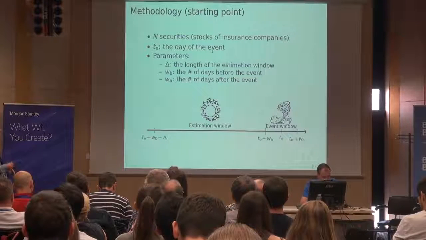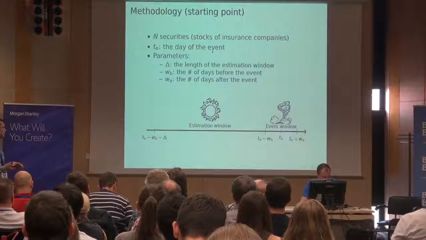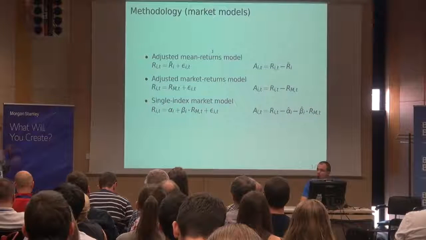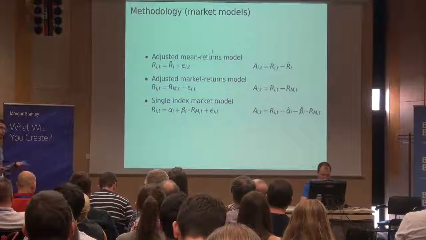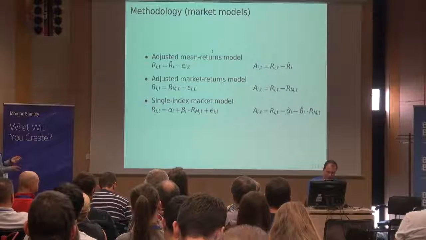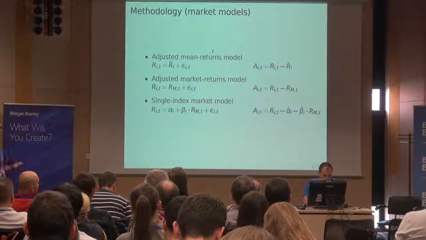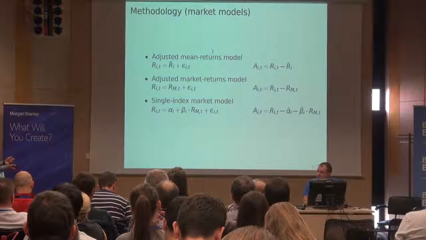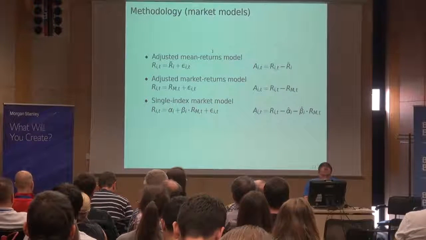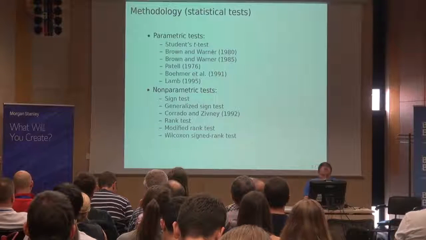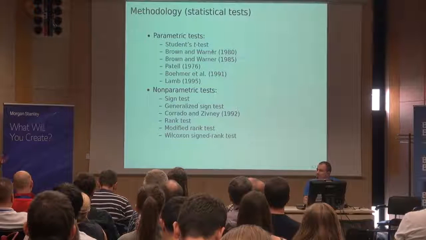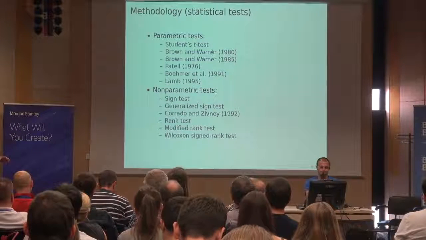Then during the estimation window, we calibrate our model, predict returns on the event window, and then compare returns on the event window and estimation window. As our models, we used the adjusted mean returns model, adjusted market returns, and the single index market model. And then we look at the differences between observed returns and the predicted ones. We will call them abnormal returns. Then we applied several tests for these abnormal returns.